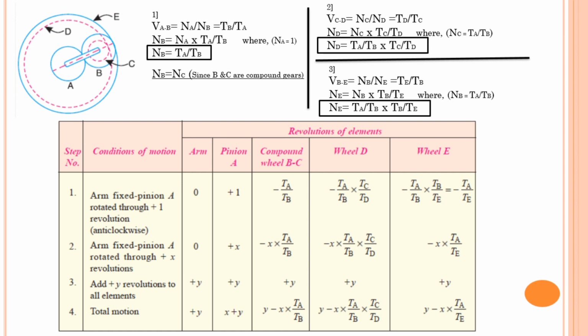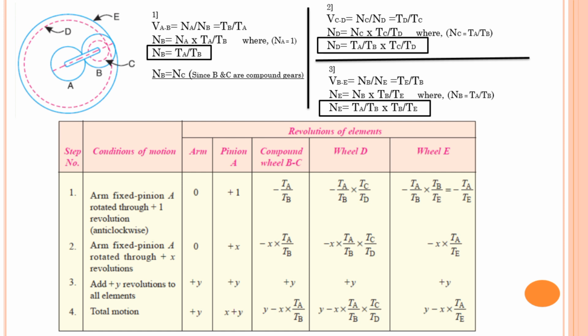Put that value of NB, I will get NE is equal to TA upon TB into TB upon TE, where TB will cancel, remaining TA upon TE. Now for giving sign to gear E, gear E is in mesh with gear B.